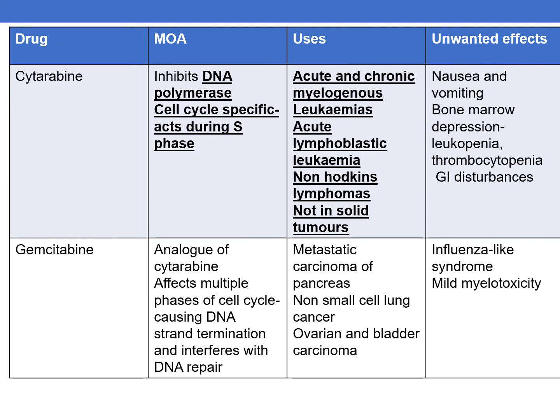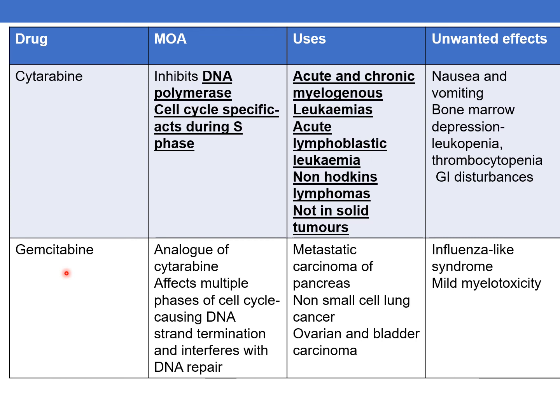The other drug is cytarabine. The mechanism of action is it inhibits DNA polymerase. It is cell cycle specific and acts during the S phase. Uses are it is used to treat acute and chronic myelogenous leukemias, acute lymphoblastic leukemias, non-Hodgkin's lymphomas, and not in solid tumors. It is not used in case of solid tumors. The unwanted effects are nausea and vomiting, bone marrow depression, leukopenia, thrombocytopenia, and gastrointestinal disturbances.